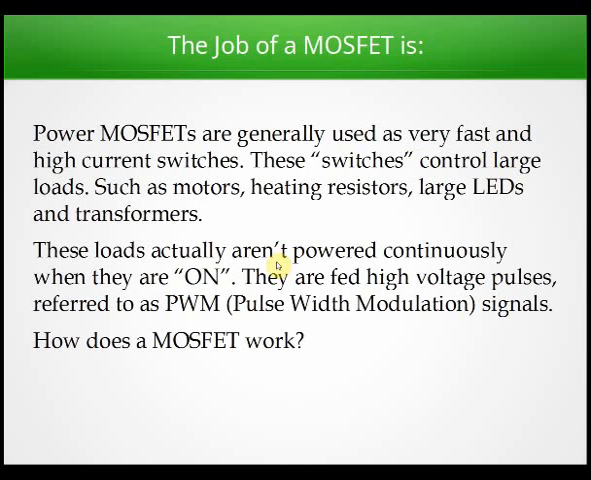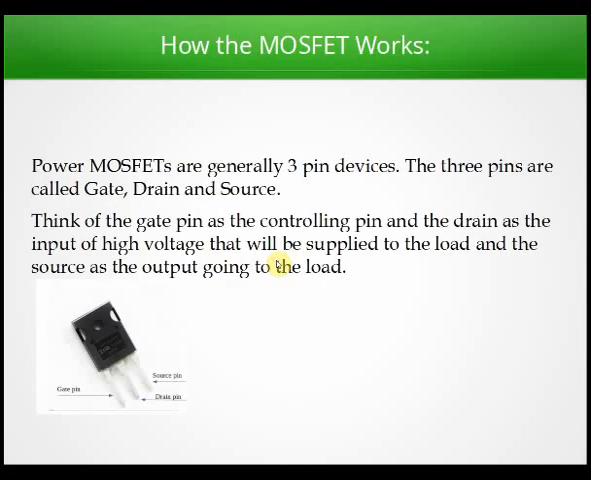How does a MOSFET work? Power MOSFETs are generally 3-pin devices. The 3 pins are called gate, drain, and source. And here's a picture of an IRFP260N transistor. And here the gate pin is labeled, drain pin, and source pin.